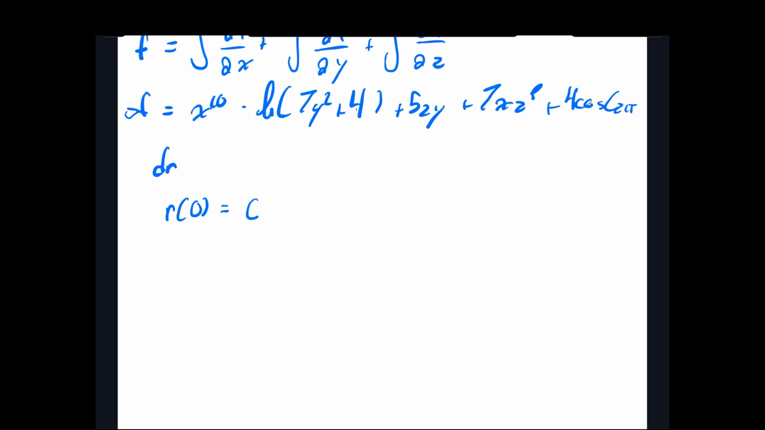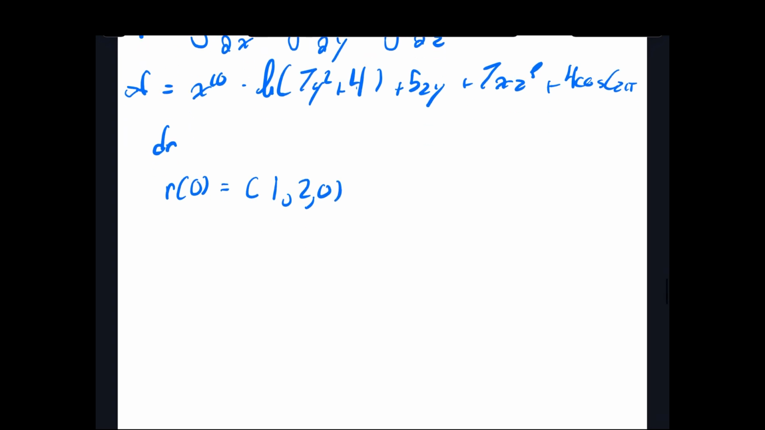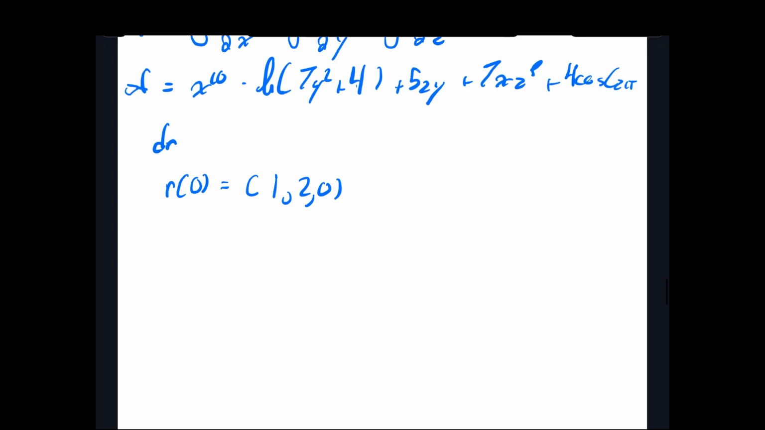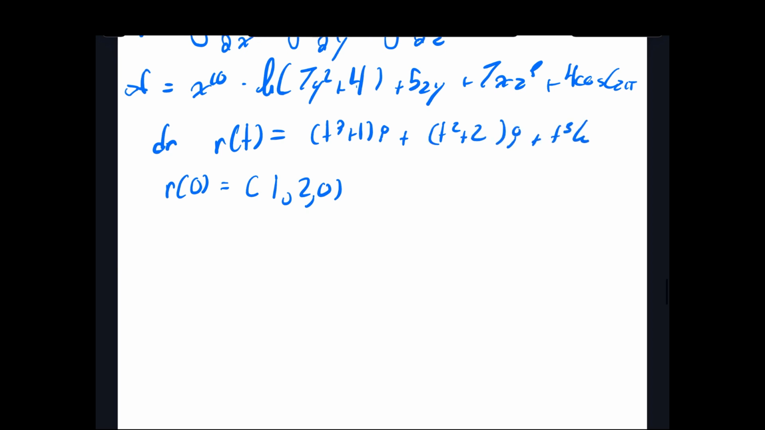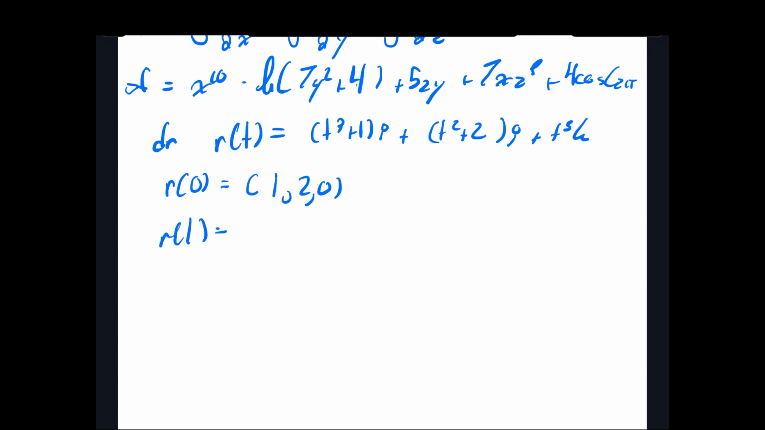So for me, when I plug that in, I got 1, 2, 0 as the coefficients. Hold on. Yeah. Sorry, I was wondering why that wasn't making sense. t cubed plus 1 i plus t squared plus 2 j plus t cubed k. Yeah, so I get 1, 2, 0, and then r at 1, I get 2, 3, 1 as the coefficients.